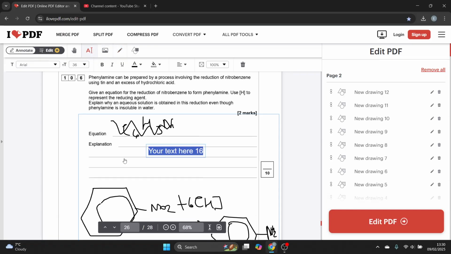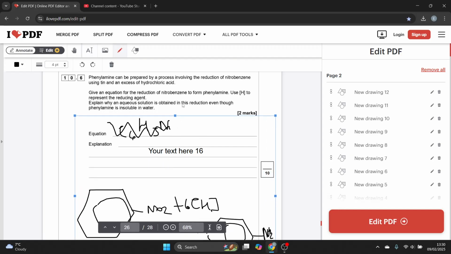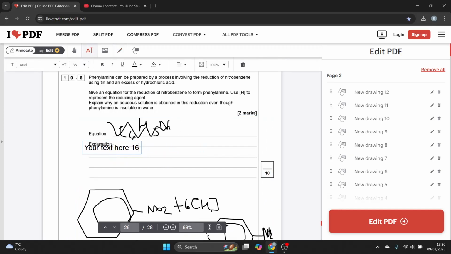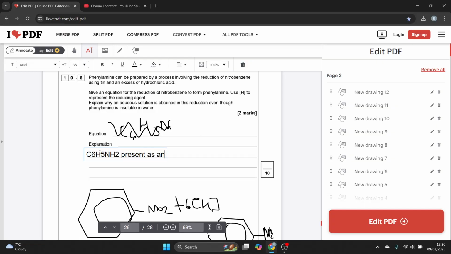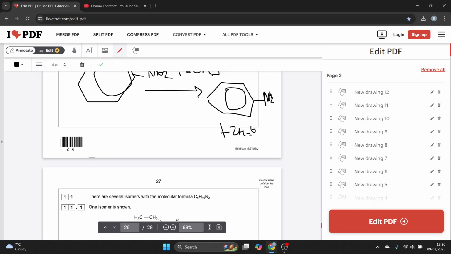Then it says, explain why an aqueous solution is obtained even though it is insoluble in water. So the idea that the C6H5NH2, the aromatic amine, is present as an ionic salt, and therefore an aqueous solution is obtained because it's present as an ionic salt.